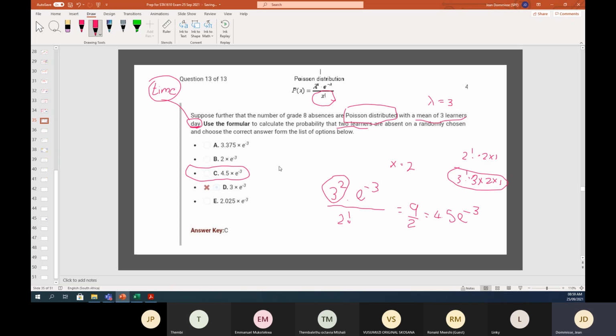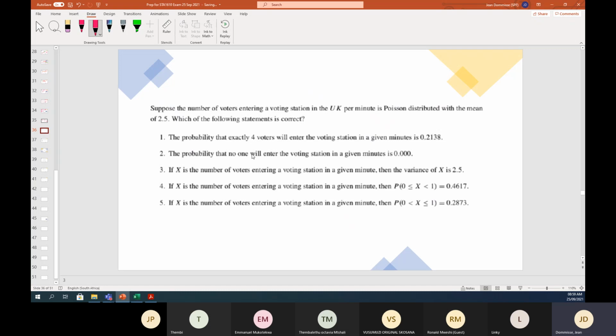Questions on this? I think this one is a bit more straightforward than some of the other questions on Poisson distribution. So let's go into the rest of the more difficult ones.